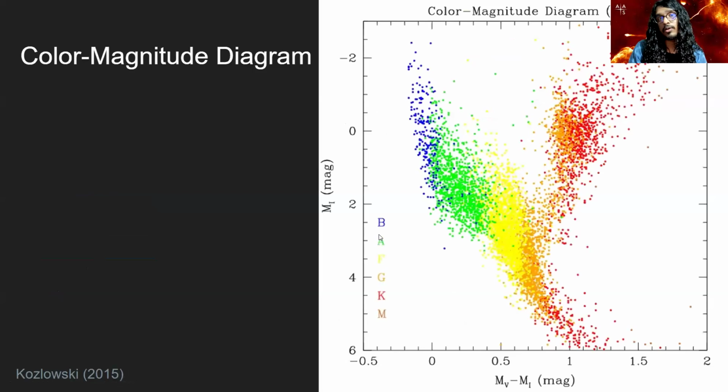And to do that, we will simplify our work. We will not be making an HR diagram. Instead, we'll be making something called a color magnitude diagram. So I discussed how luminosity is difficult to measure and how magnitude is a reasonable substitute for luminosity, and how color, astronomical color, is a reasonable substitute for the temperature.